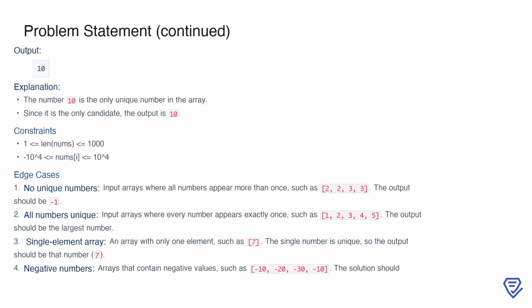Now let's look at the constraints and some edge cases. The constraints remind us that the array length is between 1 and 1000, and the values range from -10,000 to 10,000. Regarding edge cases, consider an array where no unique numbers exist, like 2, 2, 3, 3. Here, the output should be -1 because all numbers appear more than once. On the other hand, if every number is unique, such as 1, 2, 3, 4, 5, the output should be the largest value, which is 5. For single-element arrays, like 7, the single number is unique, so the output will simply be that number, 7.